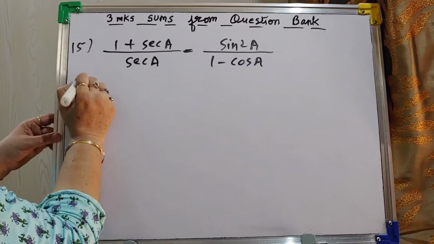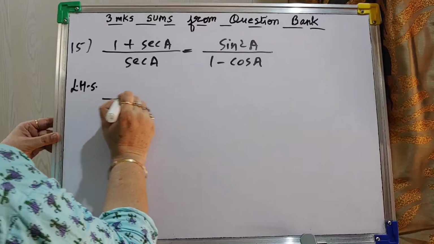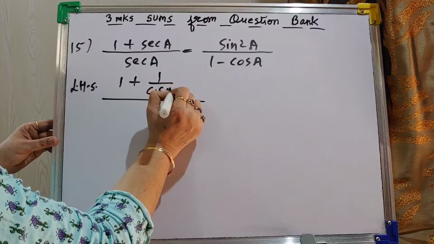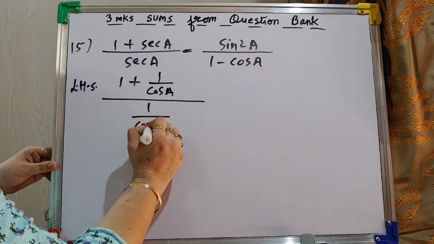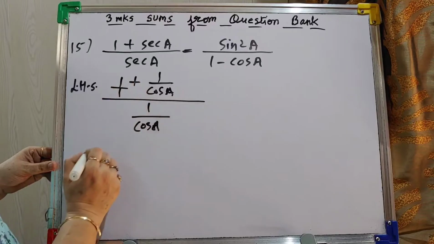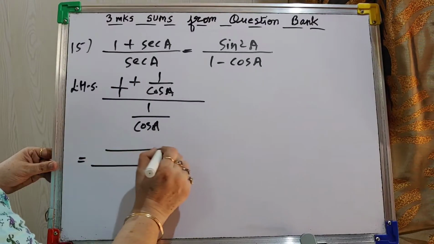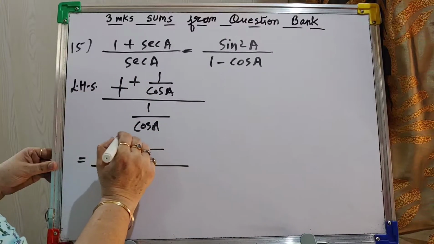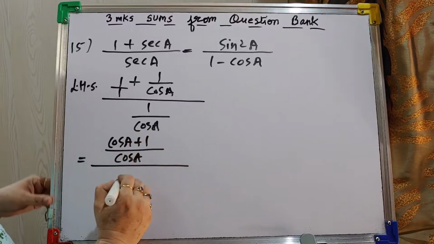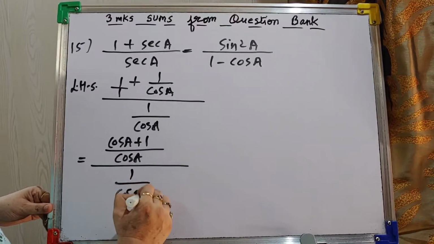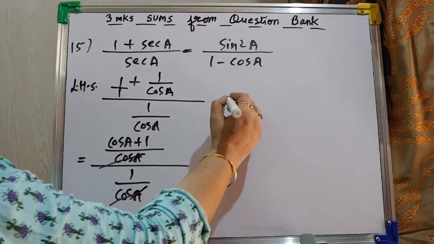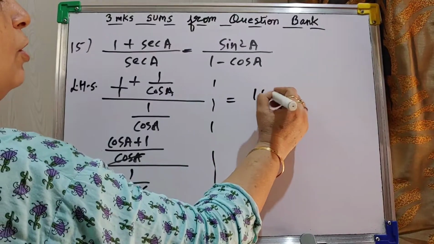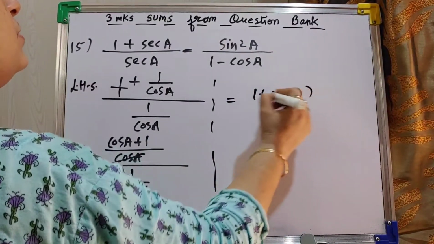Now let's solve this sum. Left hand side. What I can keep? 1 plus, this is 1 by cos A. This is also 1 by cos A. Here I can take 1 upon 1 and in the numerator I can cross multiply. So this will be this with this. 1 ones are 1. This is 1 by cos A. Denominator will get cancelled. So this I can write as 1 plus cos A. So I got only this 1 plus cos A.